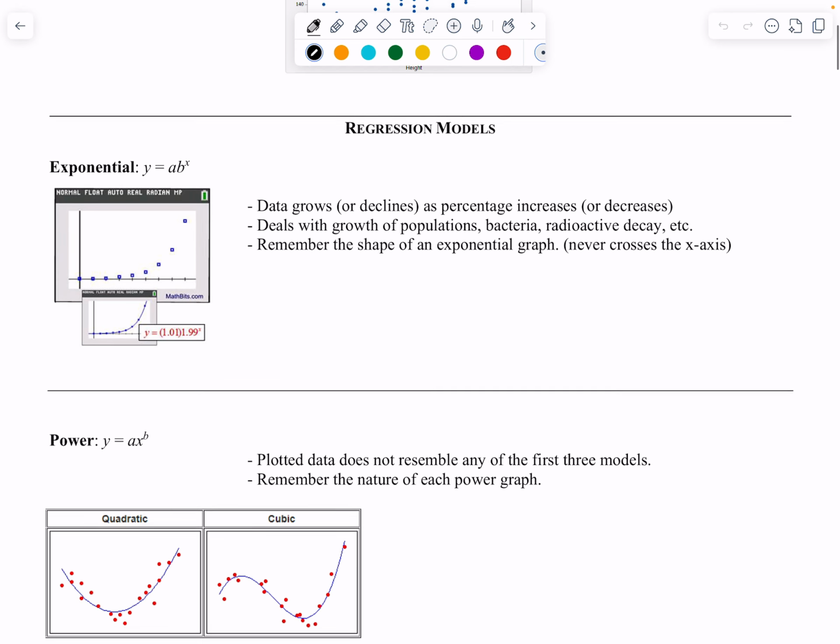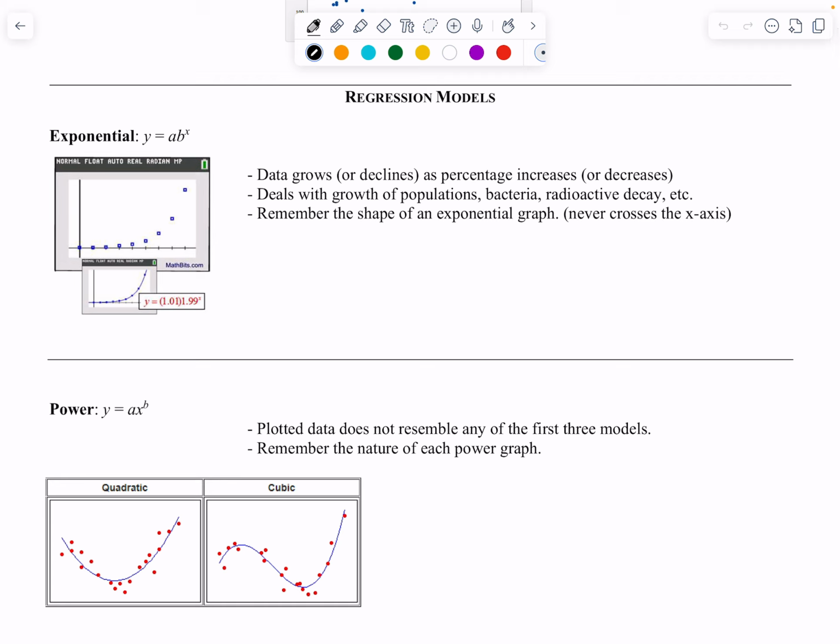In our current unit, we are studying exponential functions. So to have a regression model that would represent an exponential relationship would be our ability to type data in and see an exponential equation that could best fit the data we're being given. Anytime data grows or maybe decays as a percentage of increase or decrease, oftentimes these problems deal with the growth of population or bacteria. Sometimes decay talks about a radioactive substance that's decaying over time.